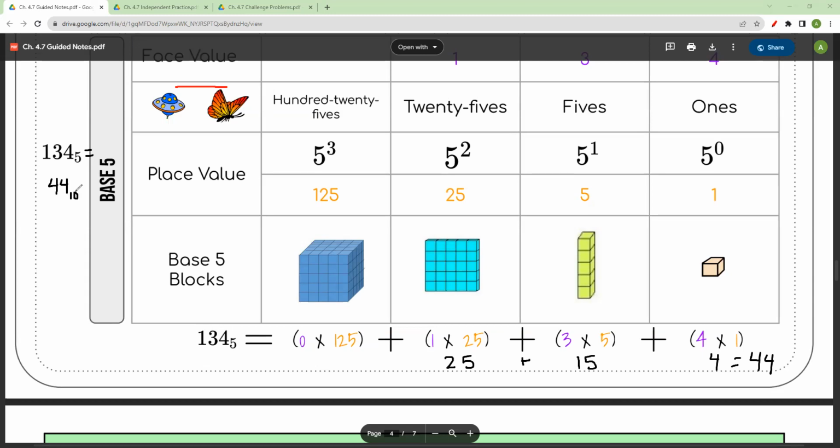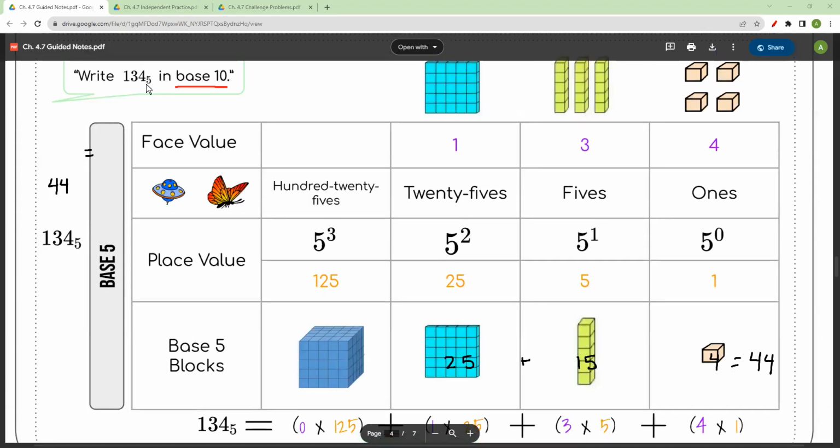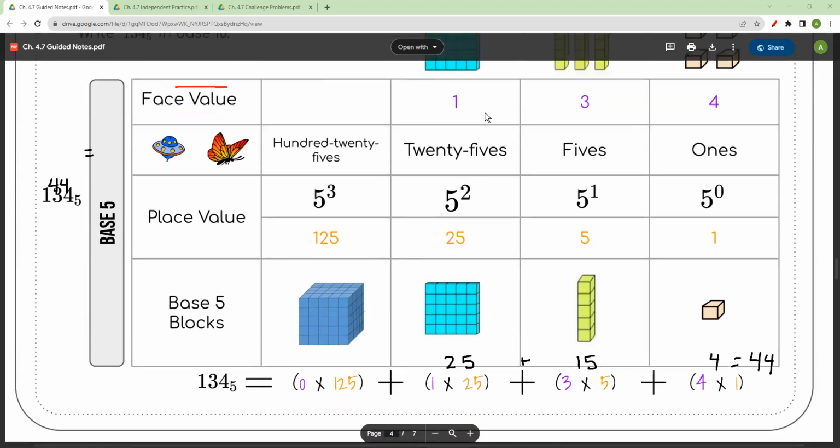So the number 134 base 5 is equal to 44 in base 10. You could put that like this. You could leave it off because we know that if it doesn't have a subscript, it is equal to base 10. So 134 base 5 is a quantity of what we know as 44. I know it's kind of a lot to wrap our head around. But if you get asked the question, write 134 base 5 in base 10, that's how we would do it. We would do it exactly how we just did.